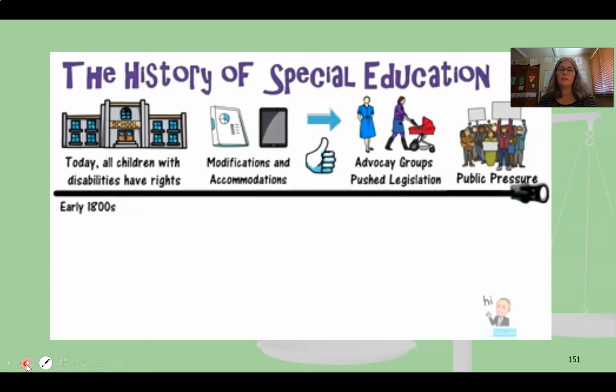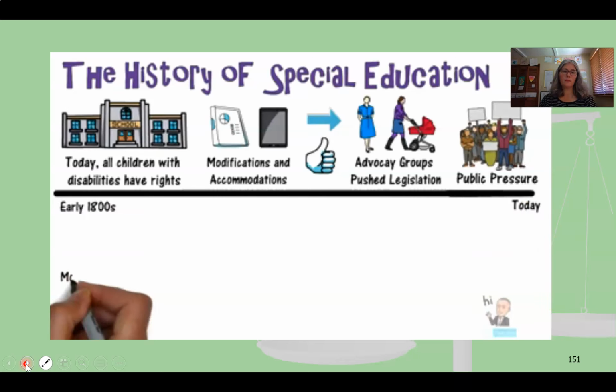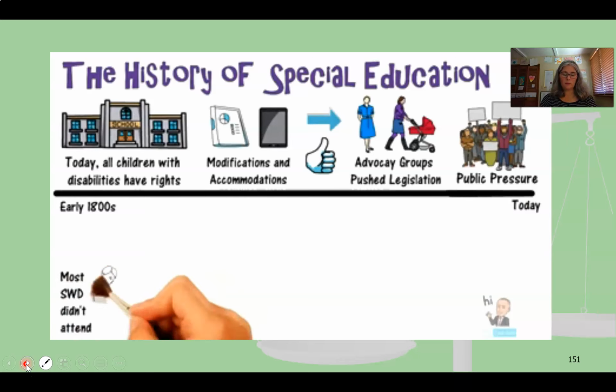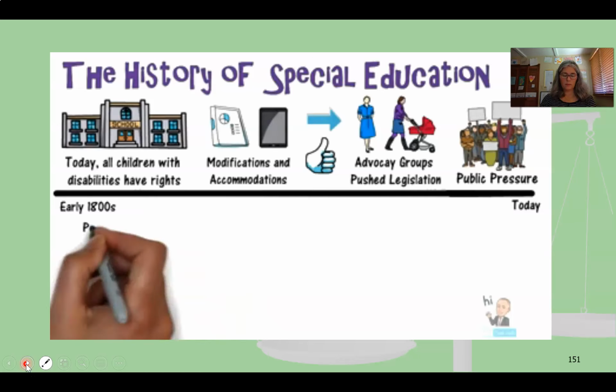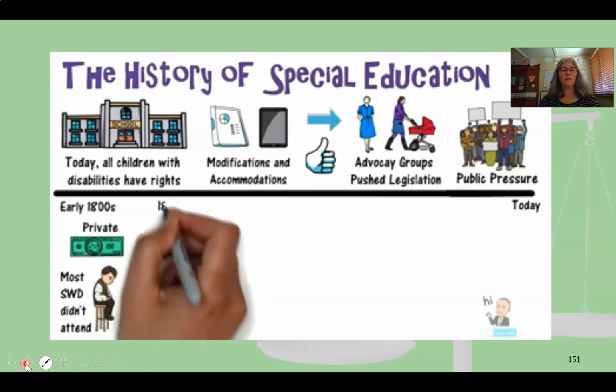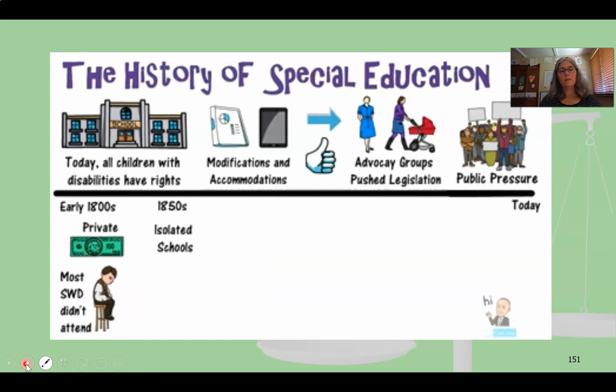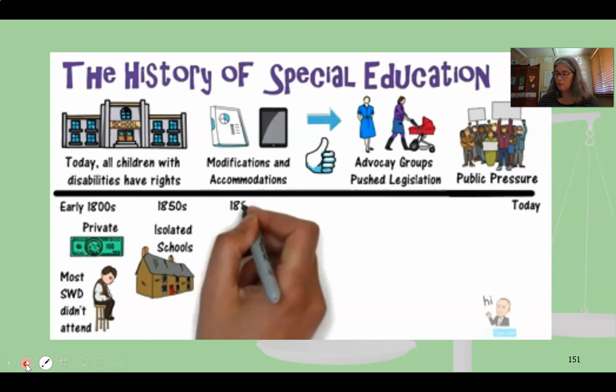Now, let's look at a quick outline of events beginning in the early 1800s that led to the achievements of today. Years ago, most students with disabilities did not attend school, and in most cases, they were not accepted to schools. There are exceptions where some parents would have to pay money to get their child into private schools or pay for private tutors. Let's move along to the 1850s, where a growing number of isolated schools for students with disabilities were available. These schools were mostly in rural areas, but were moving in the right direction.